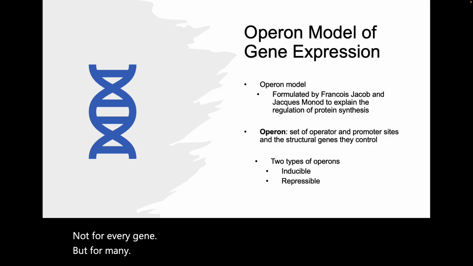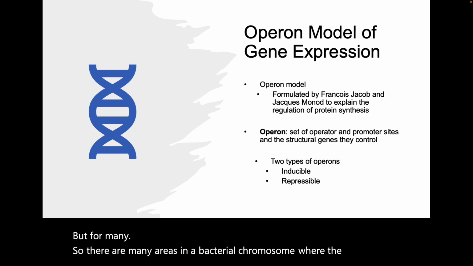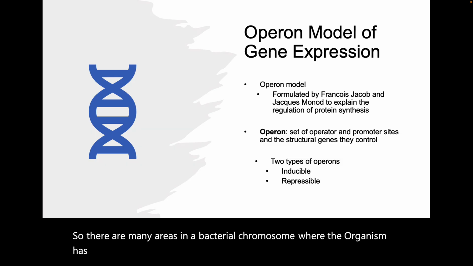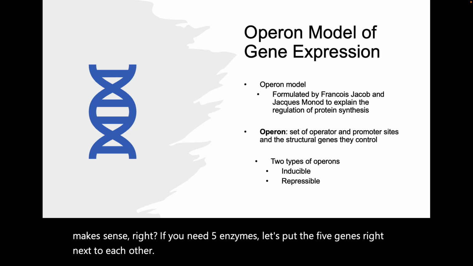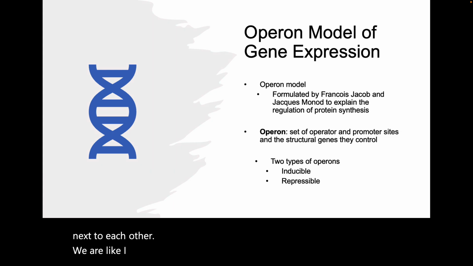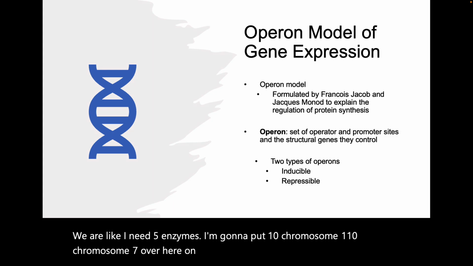So there are many areas in a bacterial chromosome where the organism has arranged the genes of a pathway to be right next to each other. It makes sense, right? If you need 5 enzymes, let's put the 5 genes right next to each other. We are like, oh, I need 5 enzymes. I'm gonna put one on chromosome 1, one on chromosome 7, over here on chromosome 14, evolution.